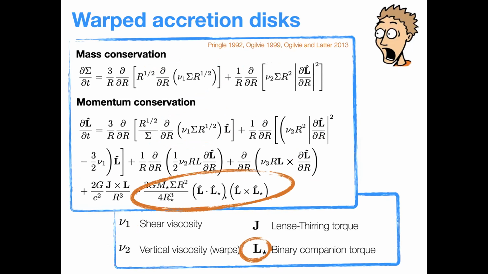And we also had a term that takes into account the fact that the black hole can be, as I'm interested in for LISA, in a binary system. So the disk around each black hole is actually perturbed by a black hole companion with momentum L star. So we're interested in solving this set of equations as a boundary value problem where the inner disk is aligned to the black hole and the outer disk maintains a given misalignment.